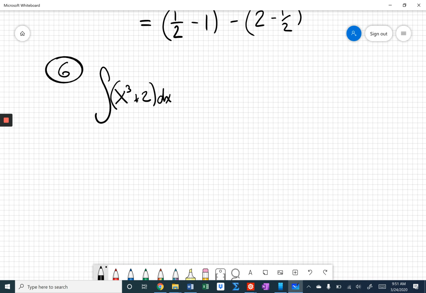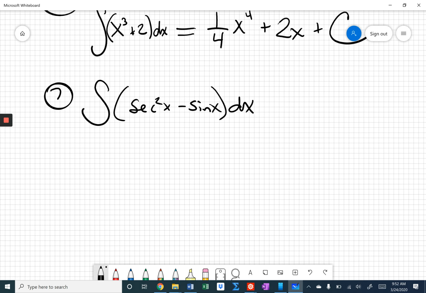Now for number 6 here, we're getting into the indefinite integrals. There are no limits of integration. So all we're doing is finding the most general antiderivative. And so the key mistake I see students make on this is to forget the constant of integration. So let's try not to do that. So add 1 to the exponent, divide by that new exponent, or multiply by its reciprocal. 1/4 x to the 4th plus 2x plus c. There's your answer for number 6.